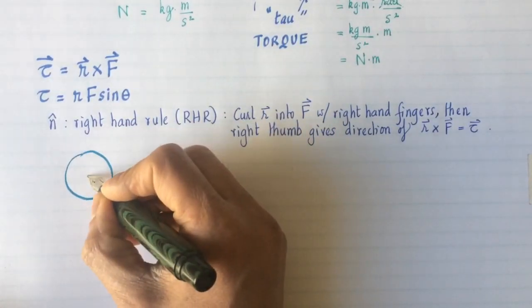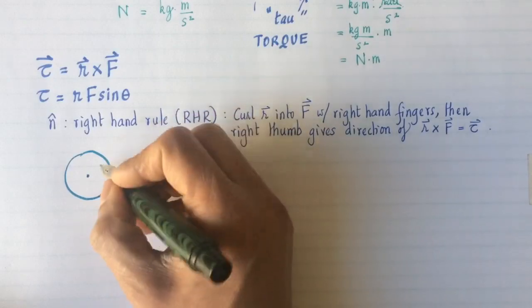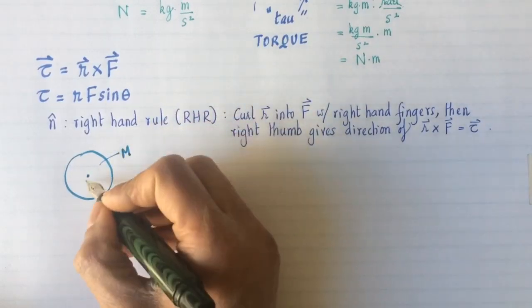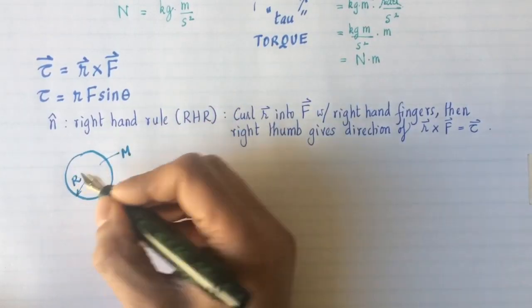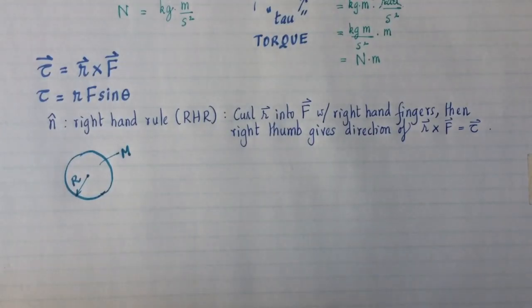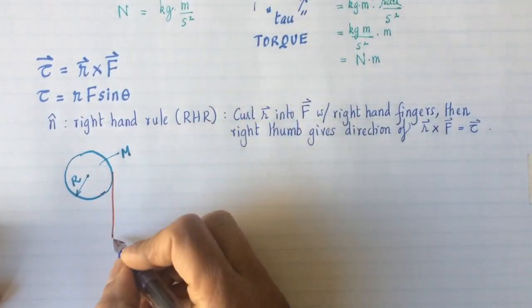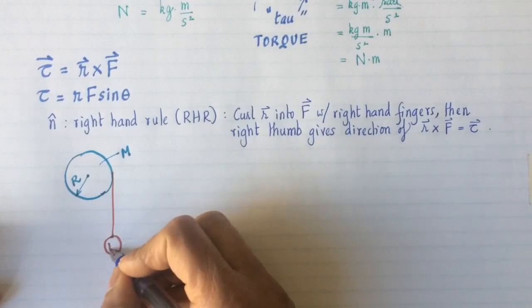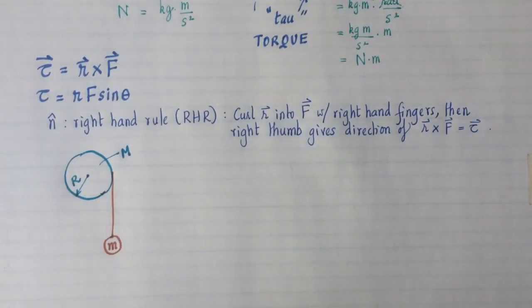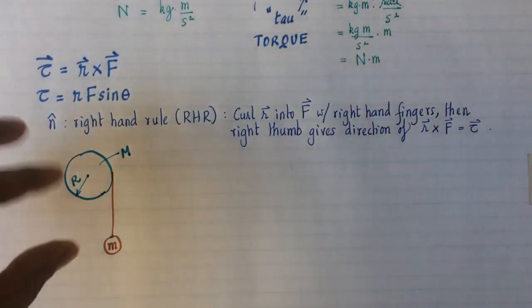So this is now a pulley that's got mass, and let's suppose it's uniform, and it's got some radius r, and I wrap around the pulley some string, and to the end of that string I attach some other mass. I'll call that mass little m. And now I would like to study how the system moves.